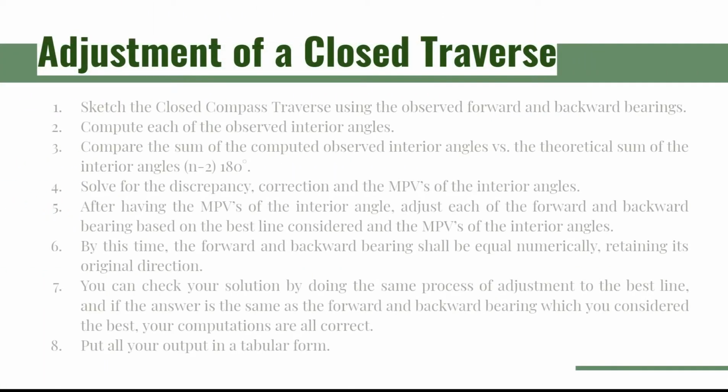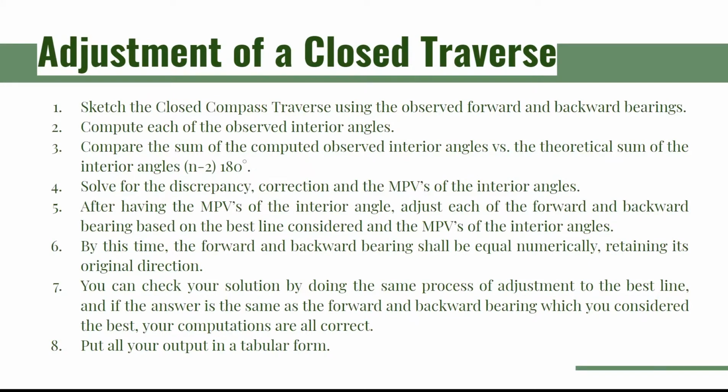Here is the summarization for the adjustment of a closed compass traverse. First is to sketch the closed compass traverse using the observed forward and backward bearings. Second is to compute each of the observed interior angles. Next, compare the sum of the computed observed interior angles versus the theoretical sum of the interior angles. Then solve for the discrepancy, correction, and the MPVs, or the most probable values of the interior angles. After having the MPVs of the interior angles, adjust each of the forward and backward bearings based on the best line considered and the MPVs of the interior angles.